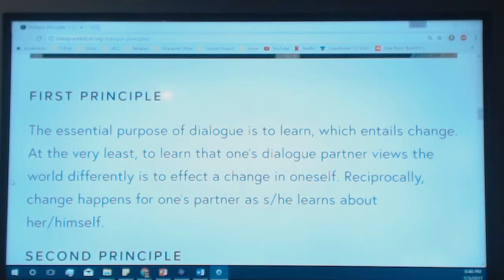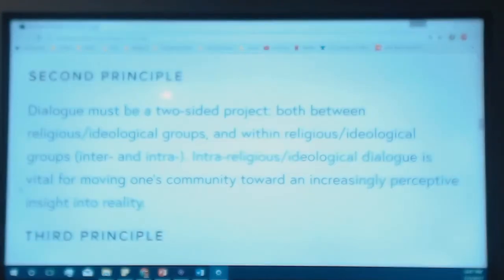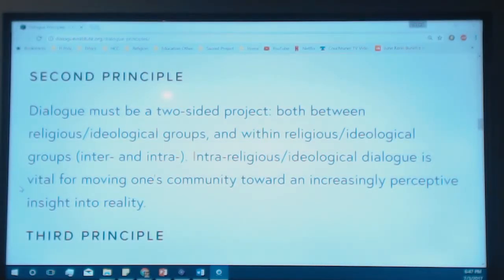Finally, with this specific rule, you have the concept that in learning, you have to be open to change, realizing that your opinions might get altered. Now, as we go through each of these rules, we will find that every single principle builds upon the previous principle. So the second principle: dialogue must be a two-sided project, both between religious ideological groups and within religious ideological groups, inter and intra.